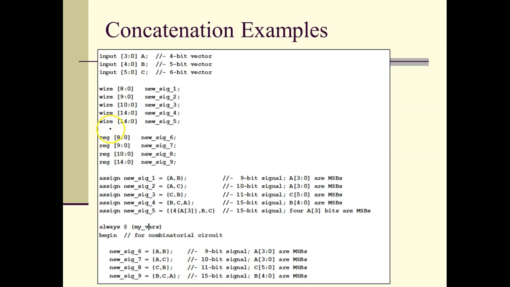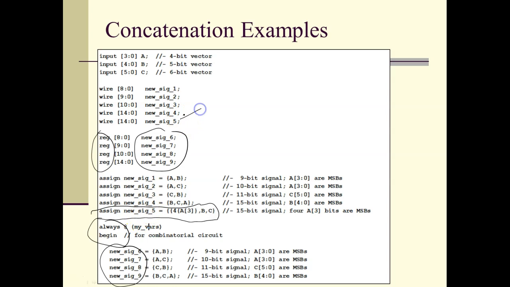So looking at this, I have an always block down here, and I'm assigning signals in that always block. These signals right here are declared as reg types. This is a big long slide. I'm only going to go through one of these examples, and I'm going to go through this example right here. So this example is assigning a value to new sig 5.